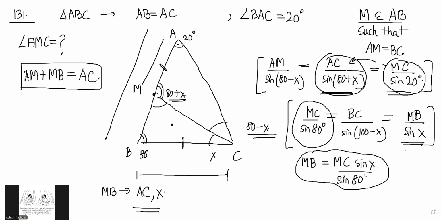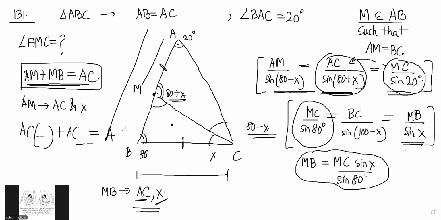Some expression having variables AC and x, correct? From here, I can get AM also in terms of AC and x, right? And now I can use this relation to eliminate AC, because I will get some AC times something plus AC times something is equal to AC. So now I have a single equation in terms of x.